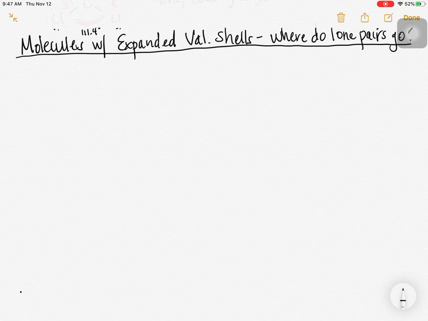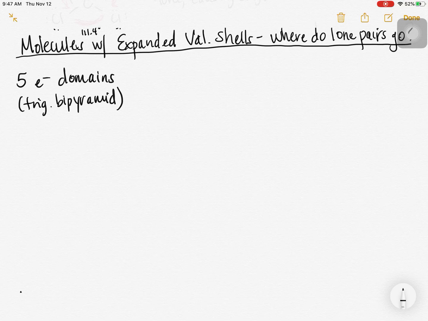Where do we put the lone pairs? And so we're going to talk about the situation where we have 5 electron domains, which of course is the trigonal bipyramid geometry. Okay, and I'm going to try to draw this for you.